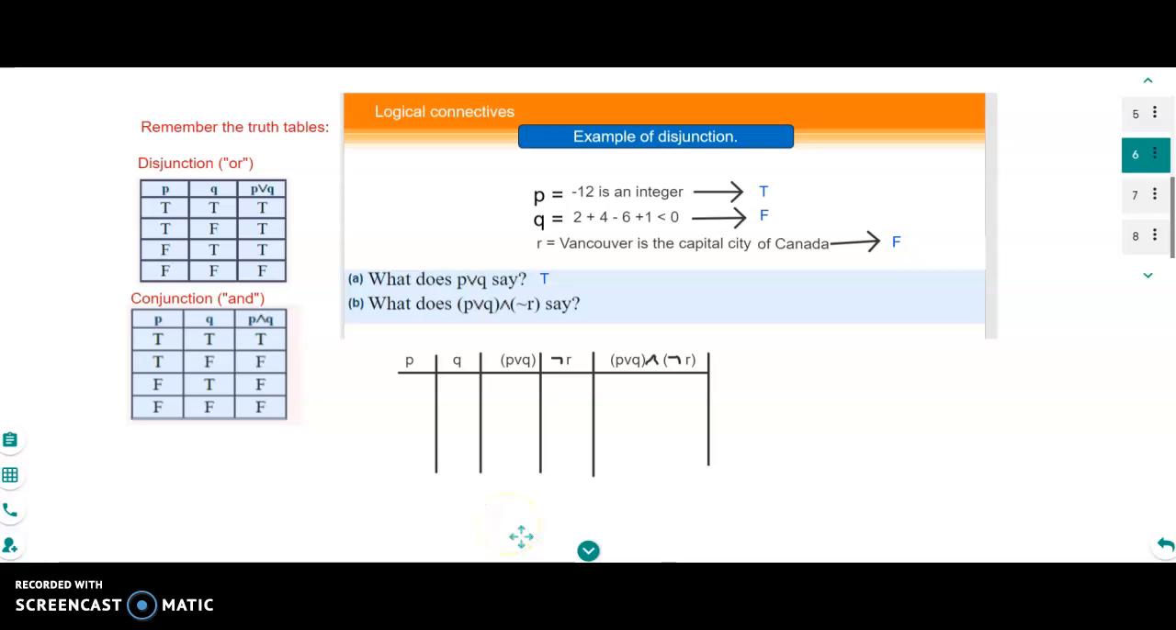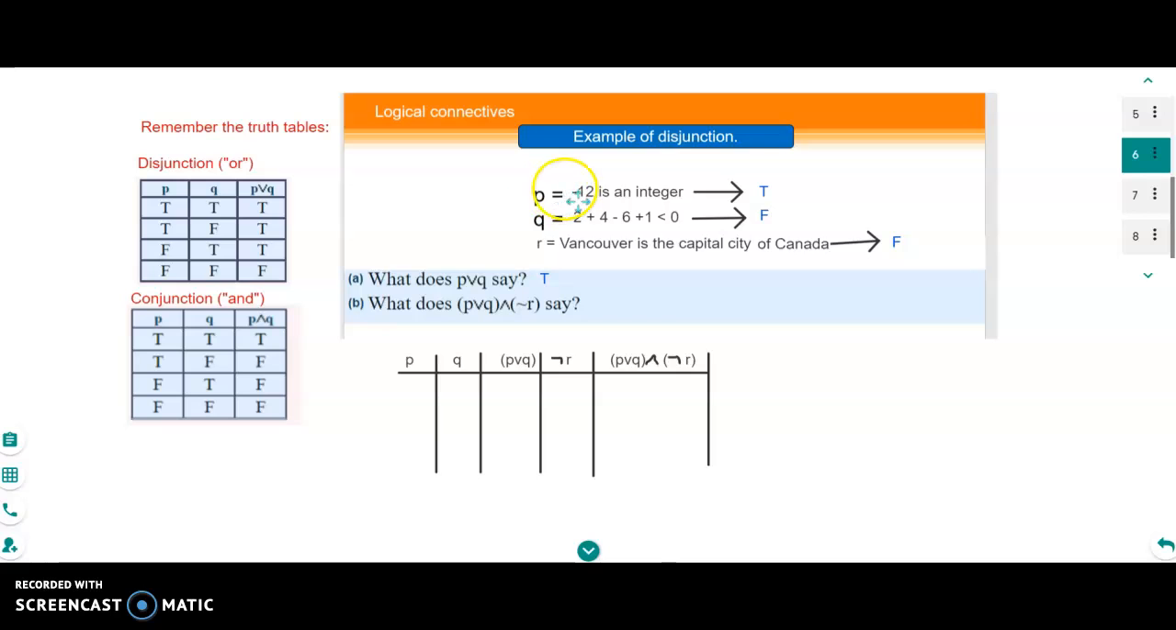Hello guys, welcome to the second video about logical connectives. In the last one we were talking about conjunction and disjunction. We were watching an example about three propositions P, Q, and R, and we already found the truth value of every one of them.